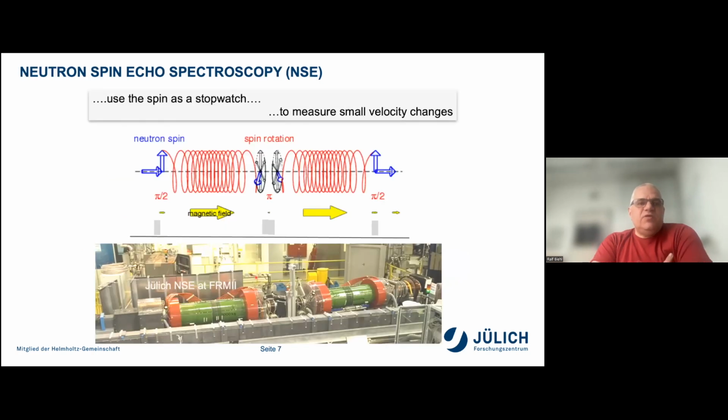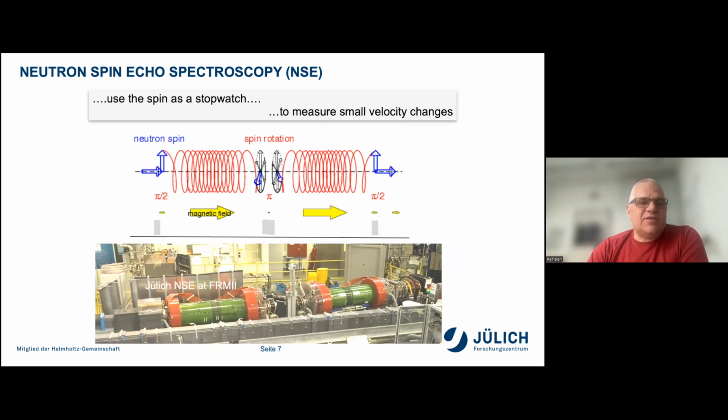Now, if we do spin echo, then we do this exactly in the small angle range. And here you see the old setup of the Jülich spin echo that was at this time here already at FRM2. This is a nice picture because here you see the main coils here in red and green here and here. And here in the center we have then the sample.